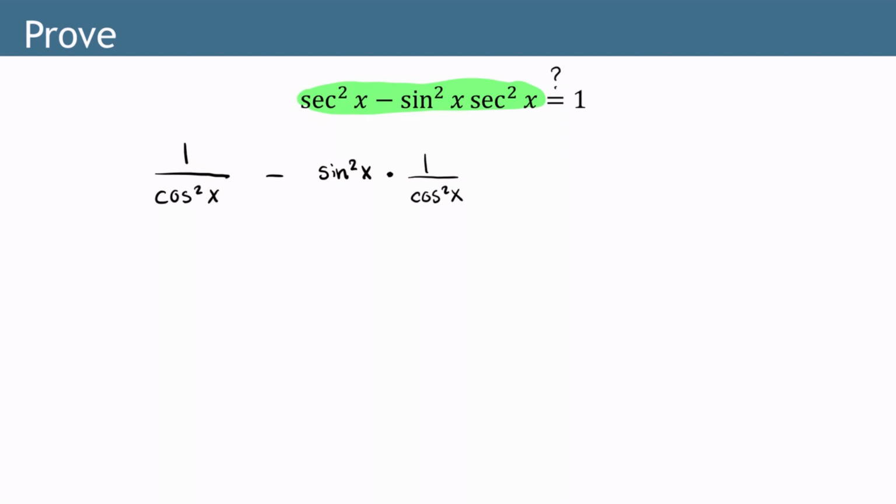Well, this could really be thought of as one fraction. And hey, look at that, I have a common denominator. And so, let's see here, I could just put these together. So this is all over cosine squared x, and then I have 1 minus sine squared times 1. Well, that's actually just 1 minus sine squared.